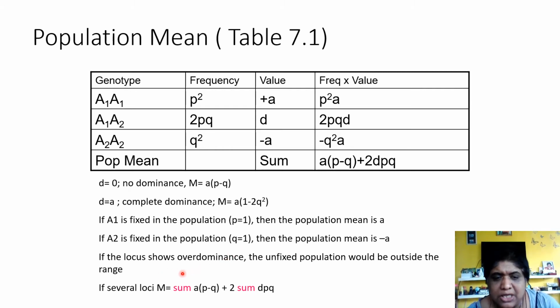If there are several loci, there's a general equation: M equals the sum of A(p minus q) plus 2 times the sum of dpq. Alright, so this is one formula that you need to remember. I'll give you some questions for you to work on.